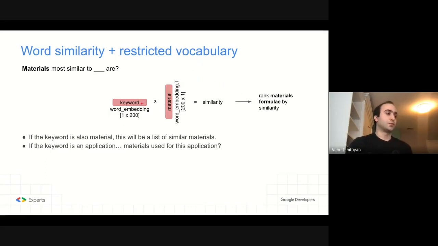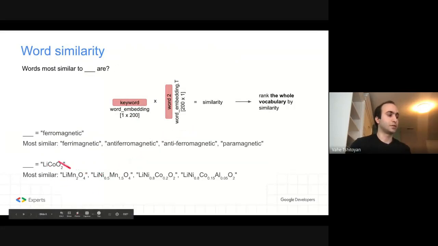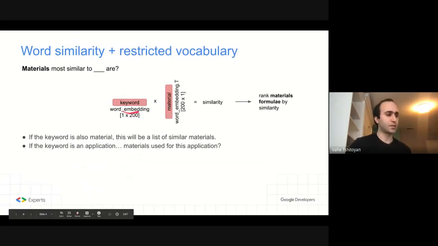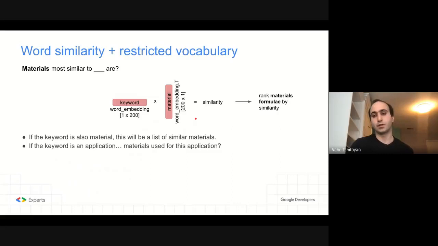Then you rank materials with similarity to a keyword. So if this keyword is also a material, then this will be a list of similar materials, just like here. But if this keyword is an application, would this be a ranking of materials that are used for the application? The short answer is yes, but scientifically, a similarity between an application and a material is not very well defined. You can have similarity between materials or applications.